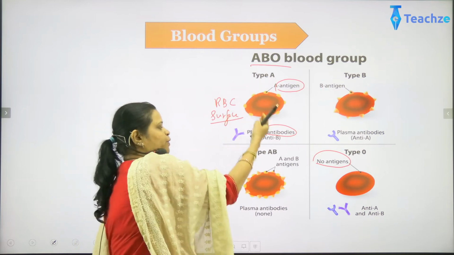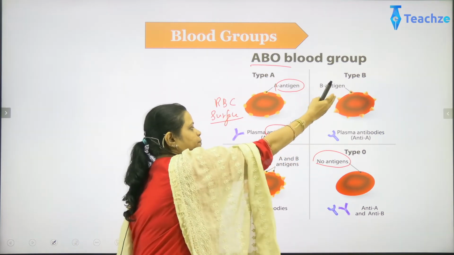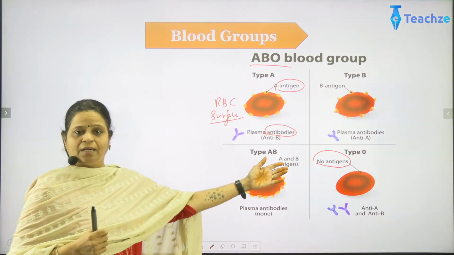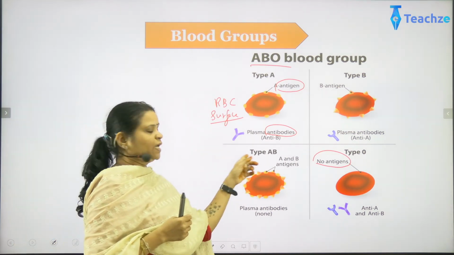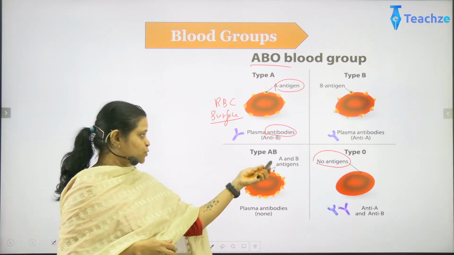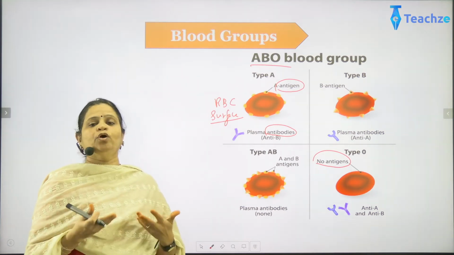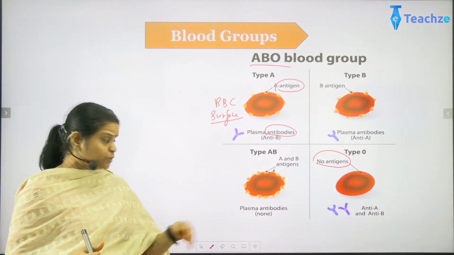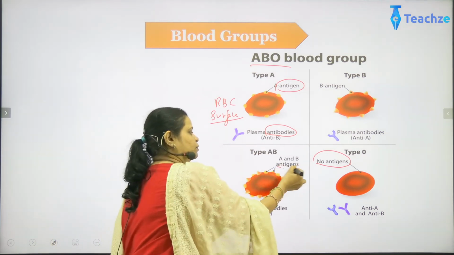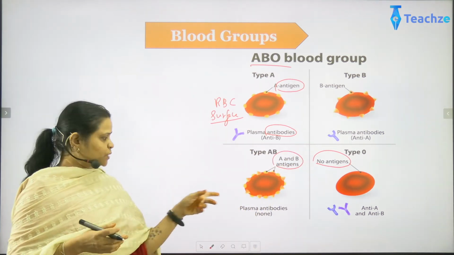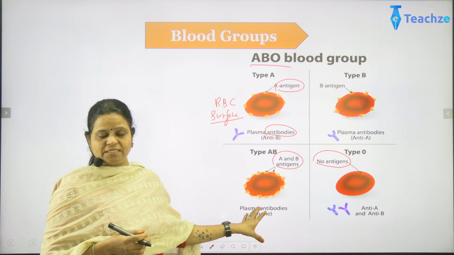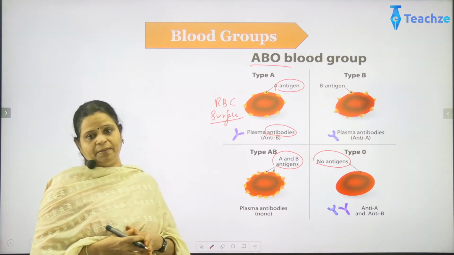So A blood group has B antibody, and B blood group has A antibody. But since the AB blood group here on the screen has both the antigens, it cannot produce any antibodies, because it already has both types of antigens. So that's why there are no antibodies present in the plasma in the AB blood group.